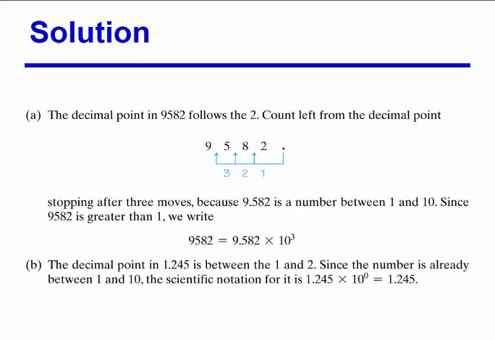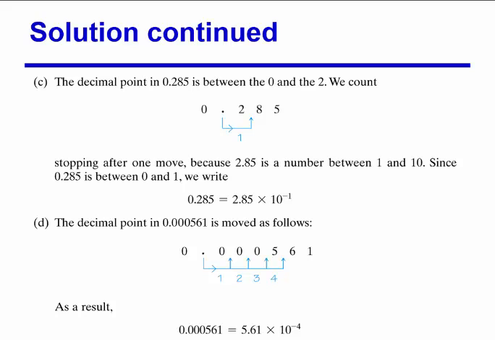For c, the decimal point in 0.285 is between 0 and 2, so we're going to count, stopping after 1 move because 2.85 is a number between 1 and 10. Since 0.285 is between 0 and 1, we're going to write that as 2.85 times 10 to the negative first power. And then for d, you can see that we moved the decimal place 4 places, so we're going to end up with 5.61 times 10 to the negative fourth.